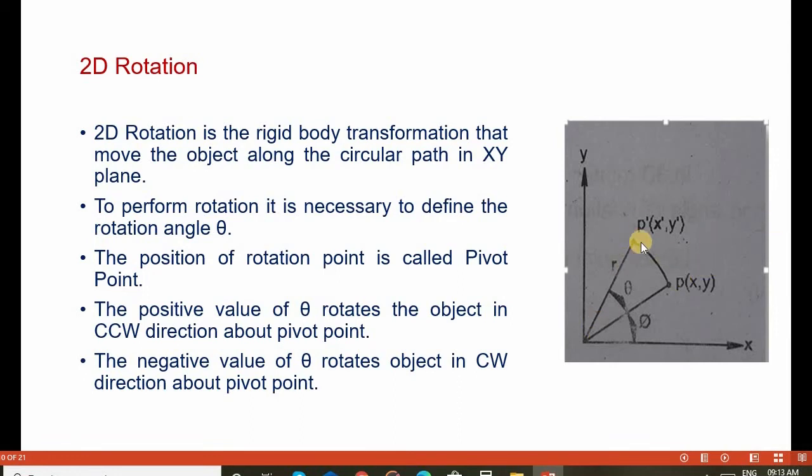The figure shows that P, with coordinates x and y, is the original point. The fixed point of rotation is called the pivot point, and the point is rotated by the angle theta. So the object has been rotated with respect to the angle theta, and we get the new object P dash, with coordinates x dash in the x-axis and y dash in the y-axis. Adding theta, we have the new rotated object.